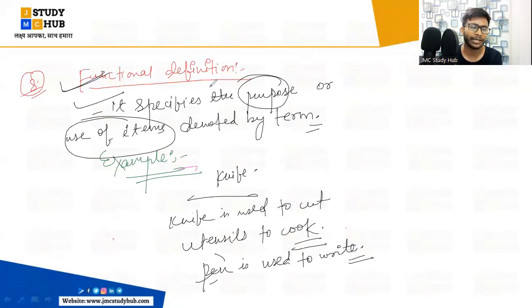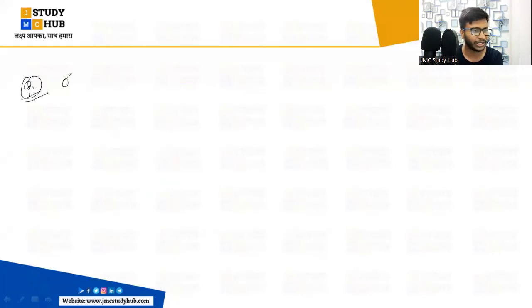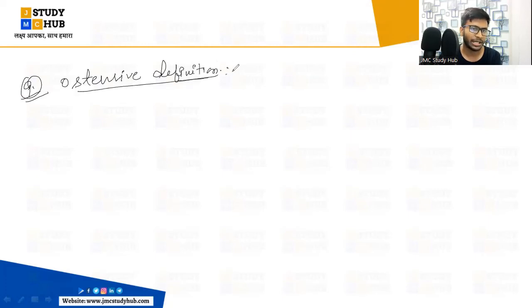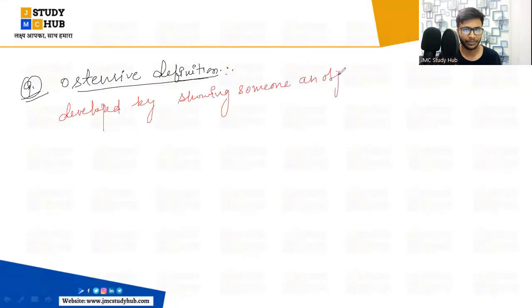Okay, next, the ninth definition, that is the ostensive definition. Everybody, please write it. It is developed by showing someone an object and attaching a word to it, right? This is one characteristic. Now write another one.